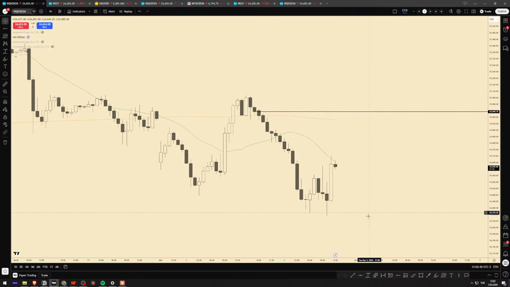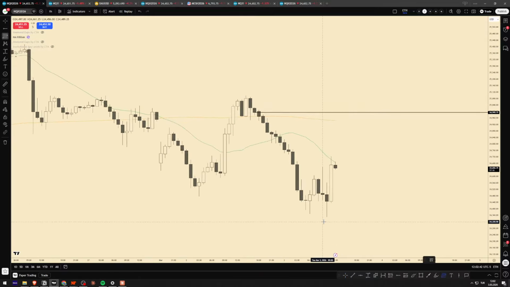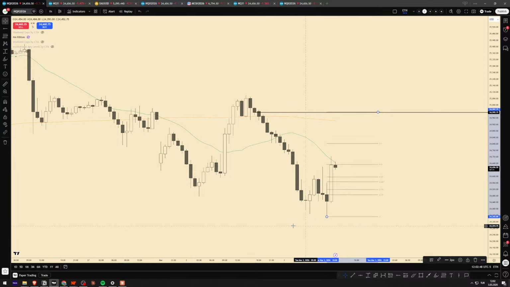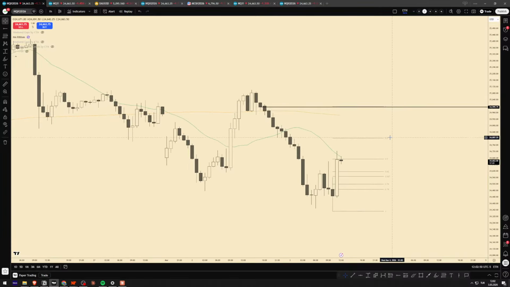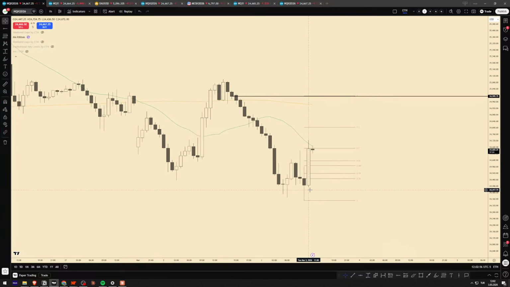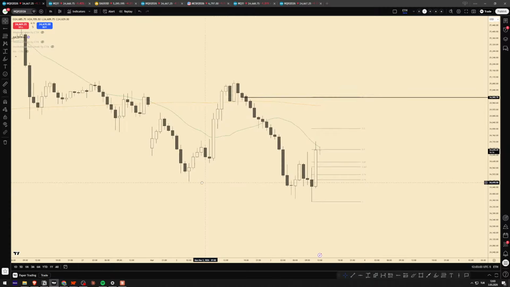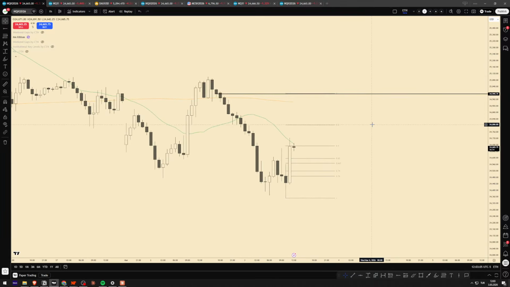Sometimes price can't reach it and turns back from these Fibonacci levels. But seeing the closure of this candlestick and considering the things I was mentioning, I believe price might come to this level. 800.